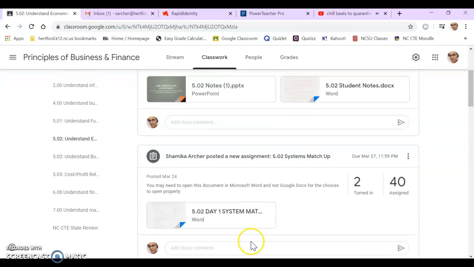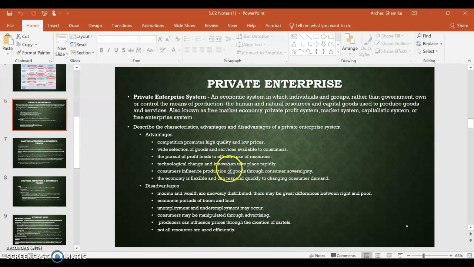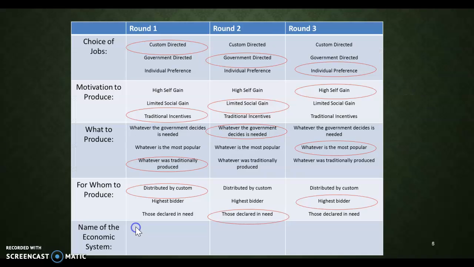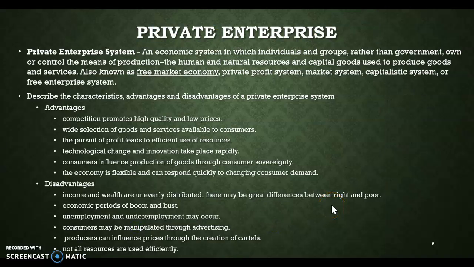Okay, so for today we have the PowerPoint 502, and again we're only looking at slide 6 for today. Slide 6 talks about a private enterprise. This is the economic system in which individuals and groups, rather than the government, own and control most means of production. That means human, natural, and capital goods in this particular instance. This is also known as a free market because they have a private profit system, a market system, capitalist, and a free enterprise. It goes on to give you some of the advantages and disadvantages of a private enterprise.